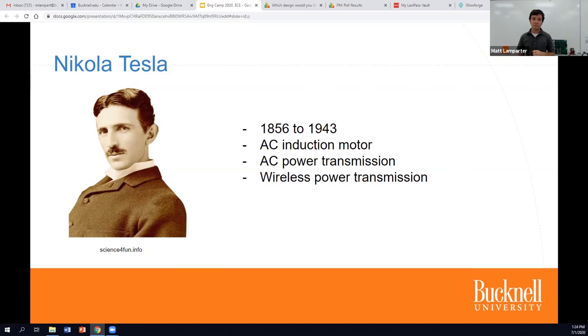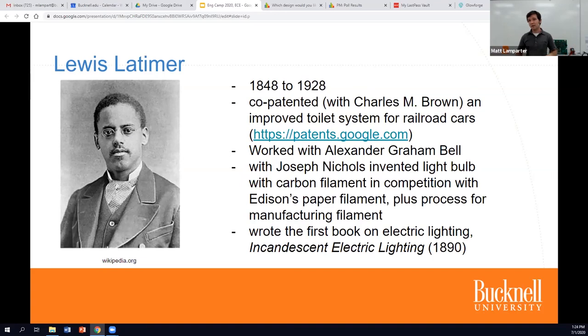Lewis Latimer. So I mentioned Edison's name, and we all know Edison kind of invented the light bulb. The problem with Edison's original light bulb is that the filament, the part in the light bulb that glowed and actually emitted the light, was made from paper soaked in some kind of liquid. But because it was paper, it would burn out pretty quickly. Latimer revolutionized and made the light bulb far more practical because he replaced that paper filament with a carbon filament. And it turns out that carbon will last far, far longer than paper.